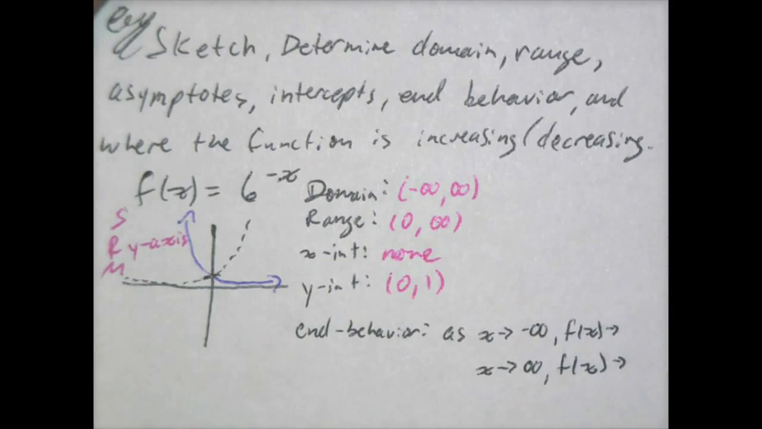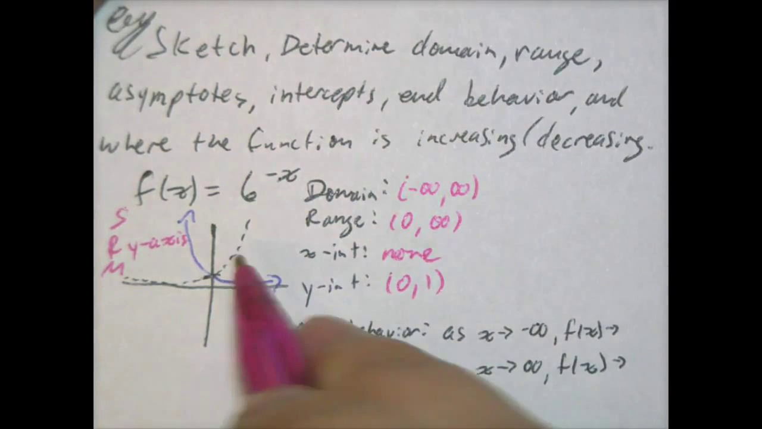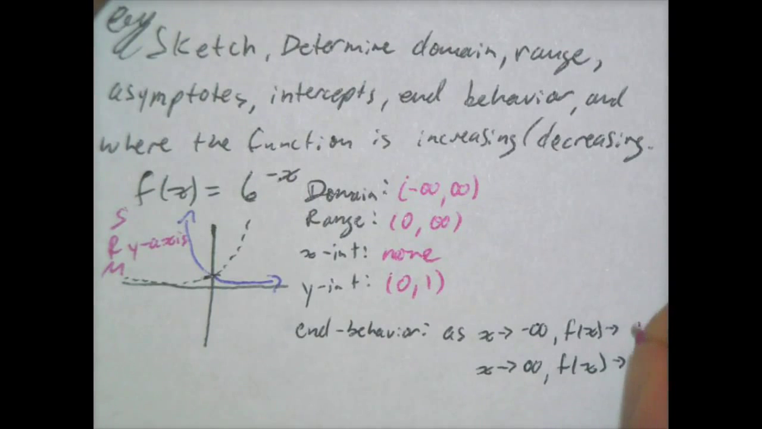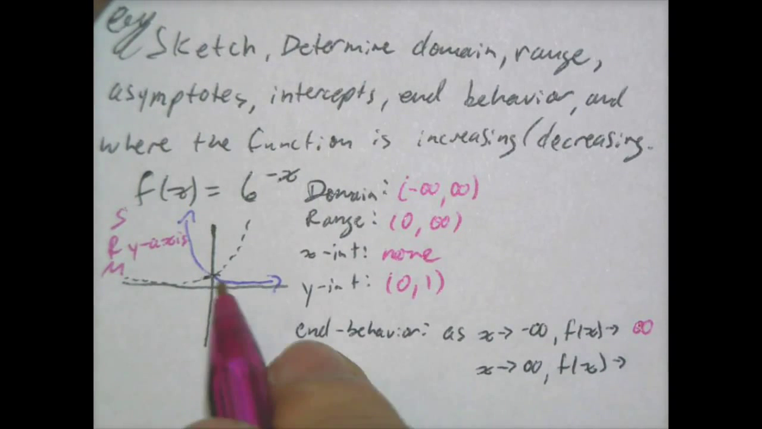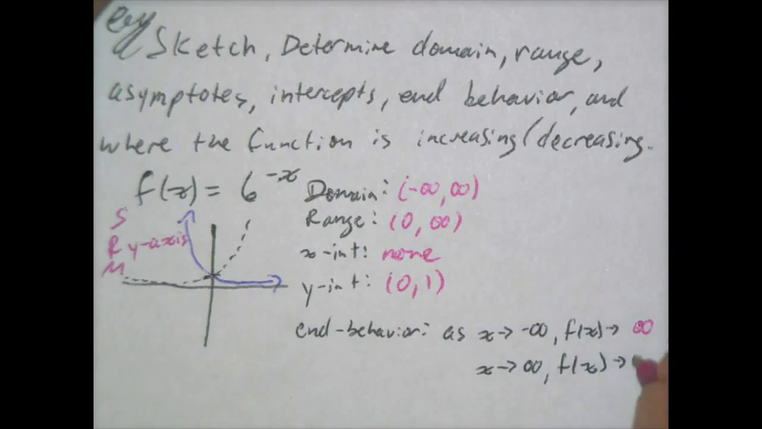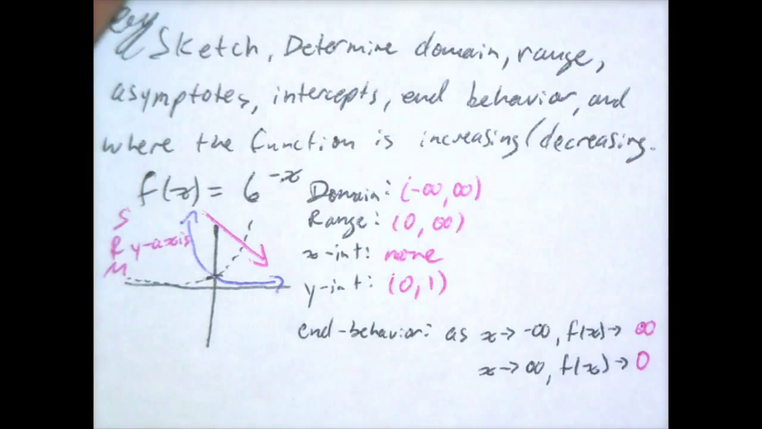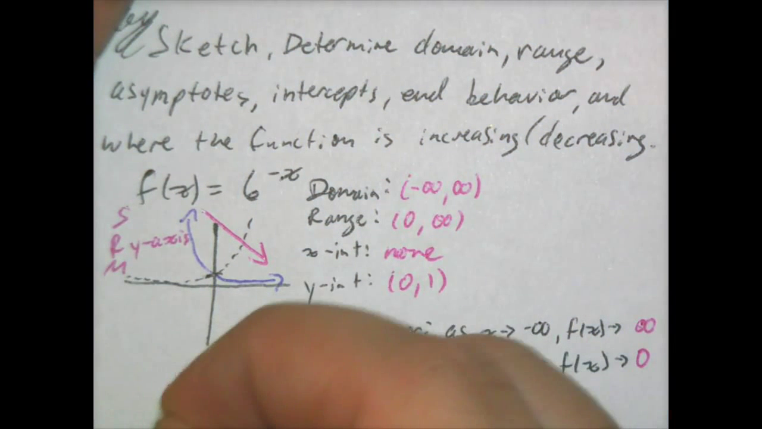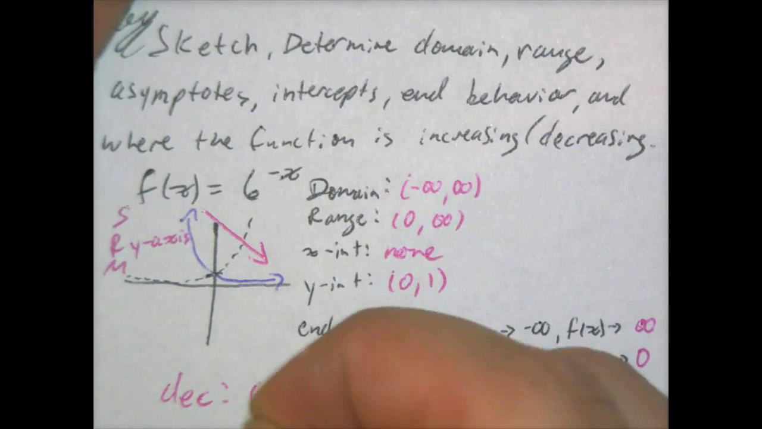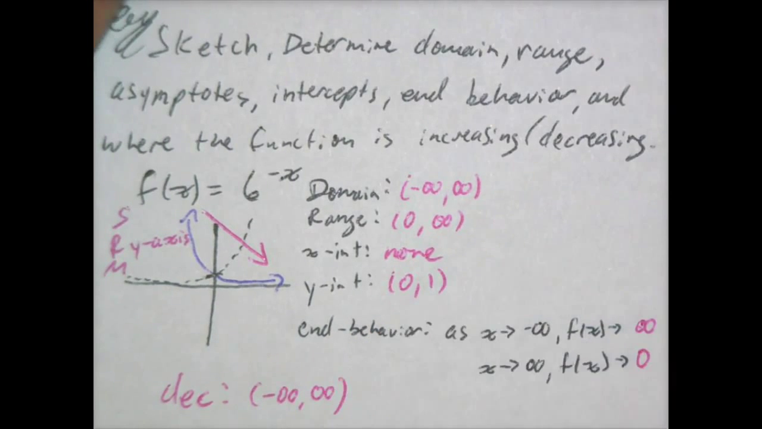For end behavior, as x goes to negative infinity, f of x is increasing forever, so it goes to infinity. As x goes to infinity, f of x is getting closer and closer to 0. Now, for increasing, decreasing, or neither, it won't be neither in this case. Read your function from left to right. It is going down the entire time. It will always, forever go down. So it is decreasing on negative infinity to infinity.